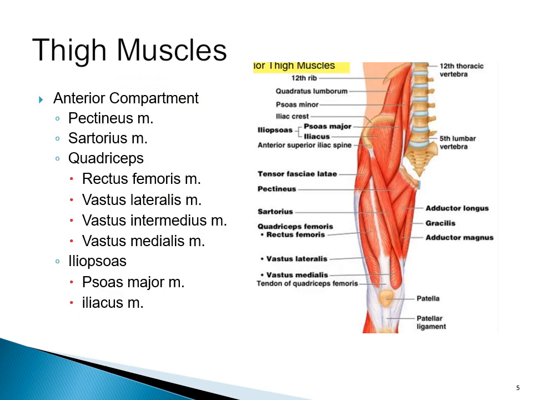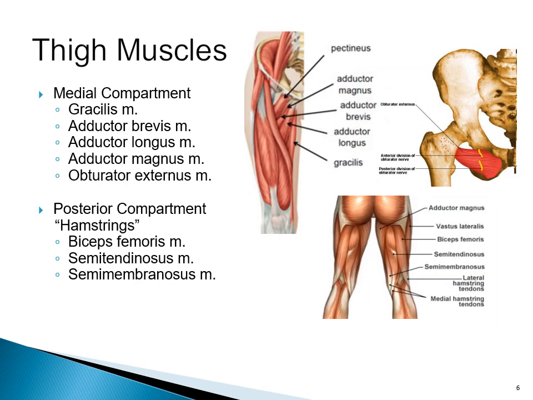You need to know the thigh muscles by compartment. The anterior compartment is the pectineus muscle, sartorius muscle, the quadriceps group, which is the rectus femoris muscle, vastus lateralis muscle, vastus intermedius muscle, and vastus medialis muscle. The iliopsoas muscle, which is the psoas muscle and the iliacus muscle combined.